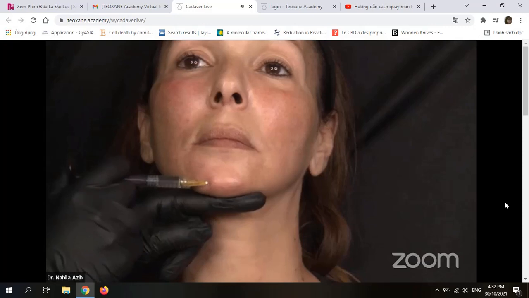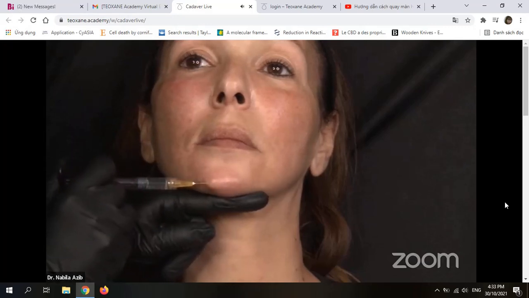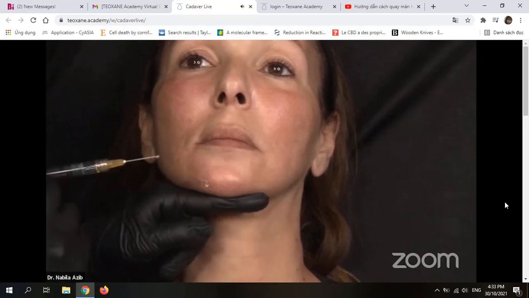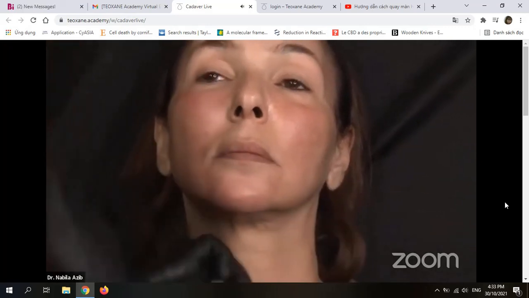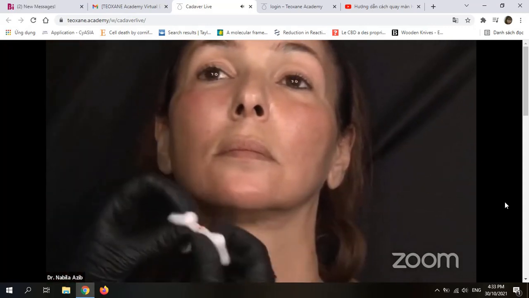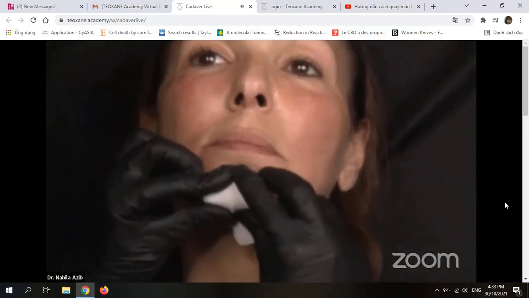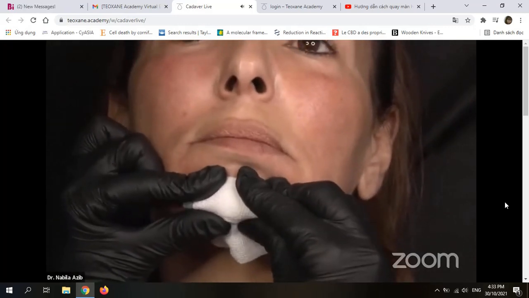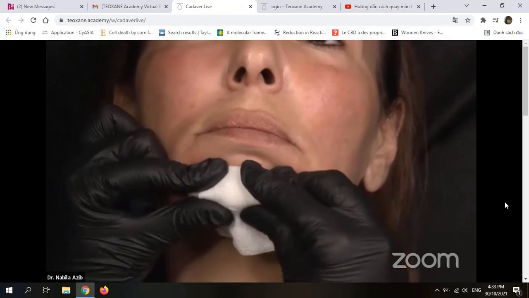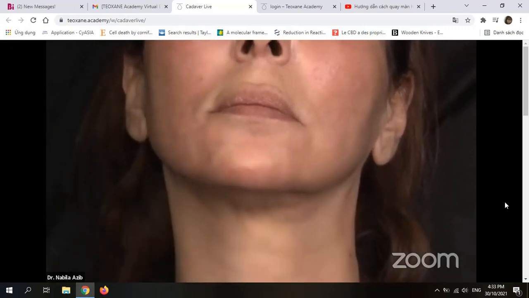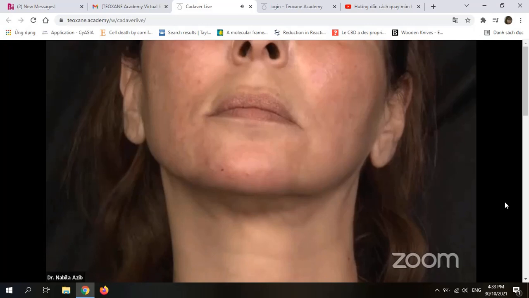And very subdermally, avoiding the vessels and blocking the flow once again, checking that I'm very superficial. Just a nice highlight. Working on the superficial fat compartments of the chin. It was only 0.1. Yes, we can see more light on her chin now.